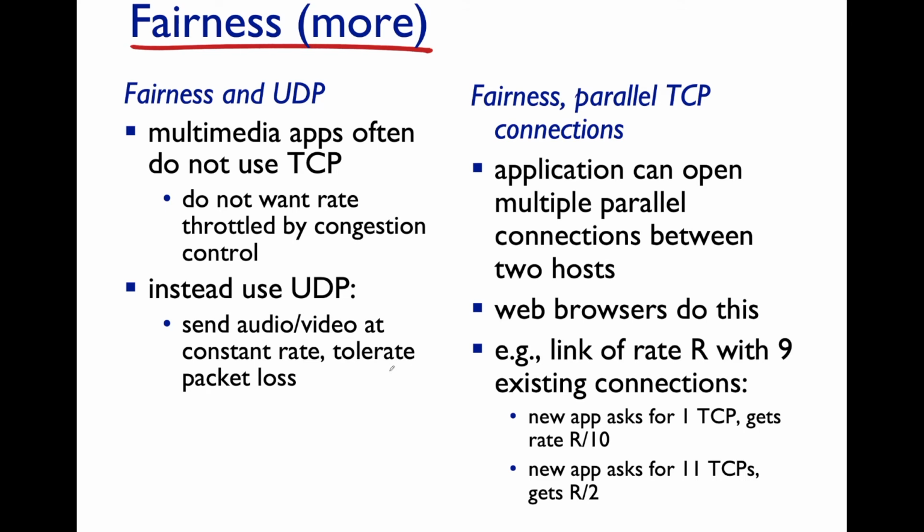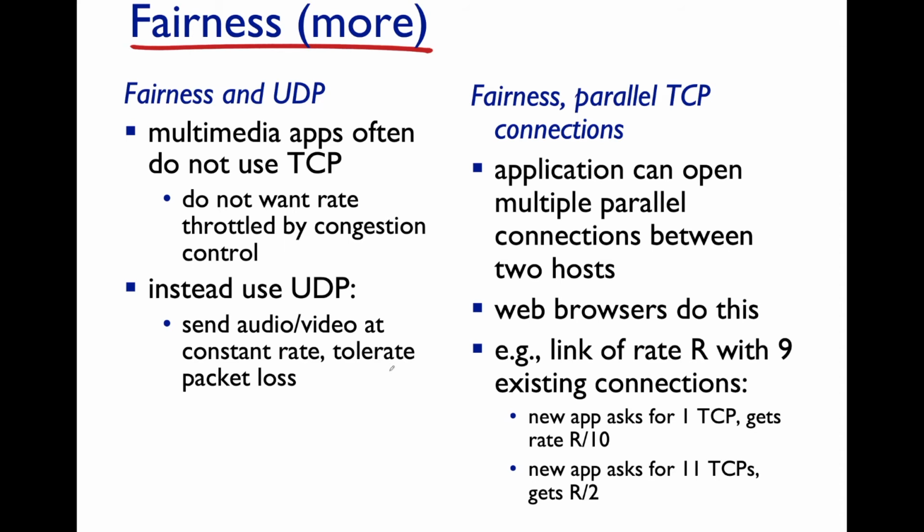Now, with UDP, multimedia apps typically do not use TCP. They don't want the send rate throttled by this congestion control. They want to use up as much bandwidth as possible. And so UDP is a good choice for multimedia because it needs that high send rate. When you use UDP, you're sending audio and video at a constant rate, and those applications can tolerate packet loss anyway. So you don't want that fair sharing afforded by congestion control.